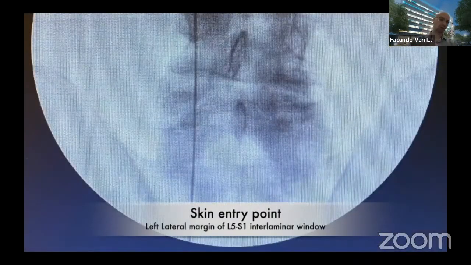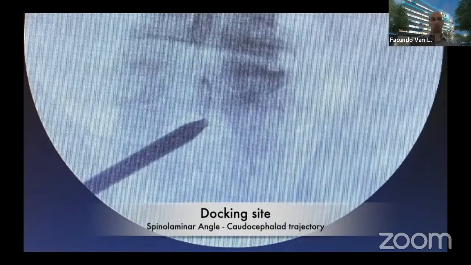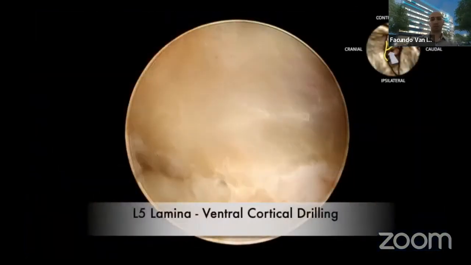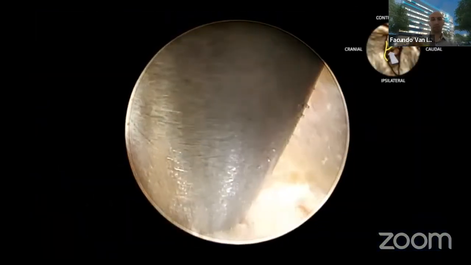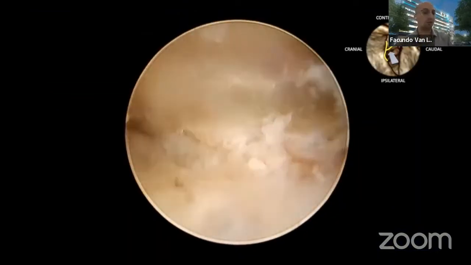We go a little further lateral than the usual interlaminar approach, go from lateral to medial, and then start to drill the ventral cortical surface of the lamina of L5.